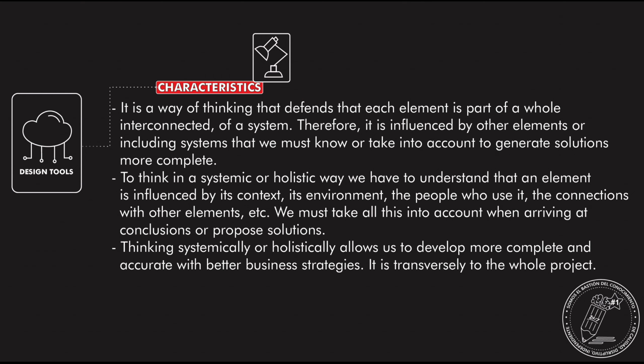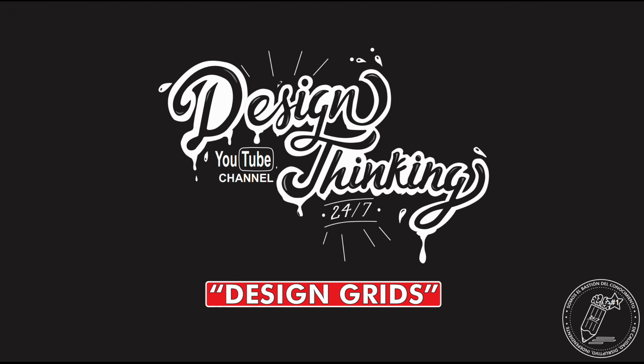To think in a systemic or holistic way, we have to understand that an element is influenced by its context, its environment, and the people who use it. So when we use design grids, we are thinking a lot about how we can conform and organize everything. Designing with a design grid is extremely important because it allows us to organize everything in a logical way. So when we talk about design grids, the first thing we need to know is what we are going to do.